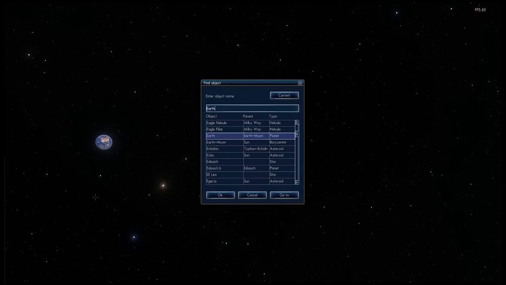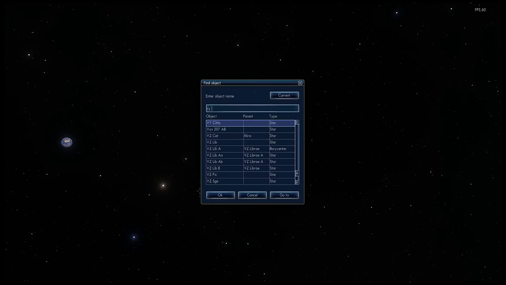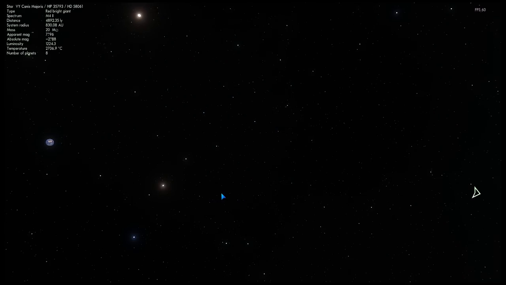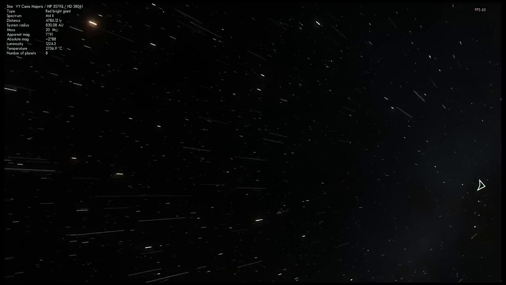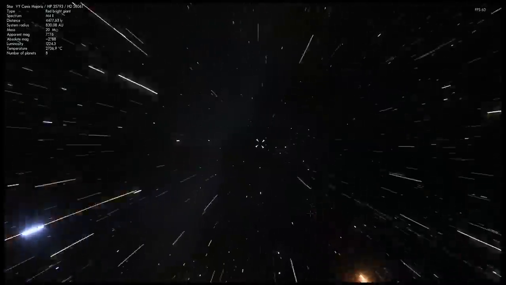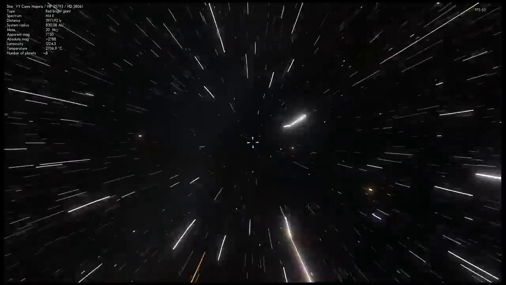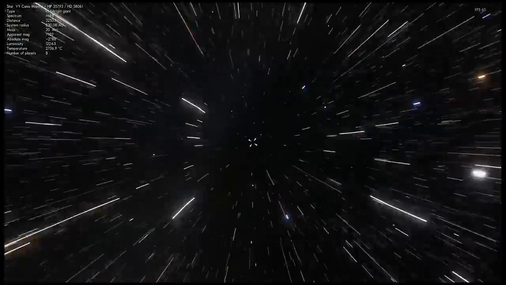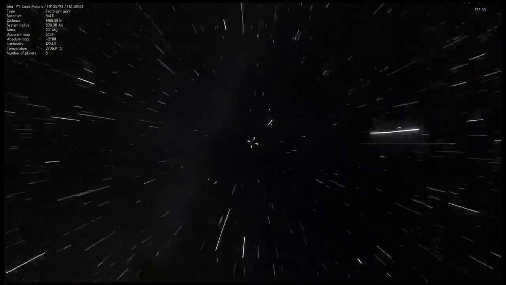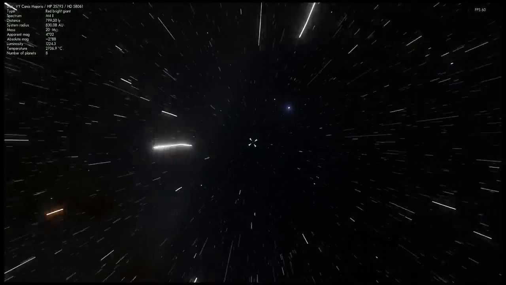So let's escape our beautiful solar system and let's go to VY Canis Majoris, also known as VYCMA. It's actually pretty far away from us. It's at a distance of about 4,900 light years. We're going to scroll through all of these other stars and zoom right into it using Space Engine. And what we're going to do is actually explore some of the planets that this particular star has.